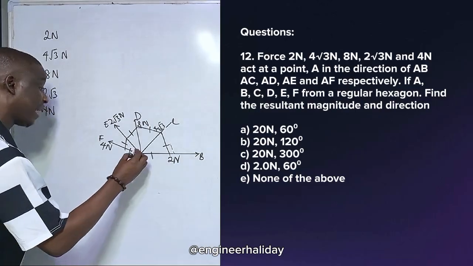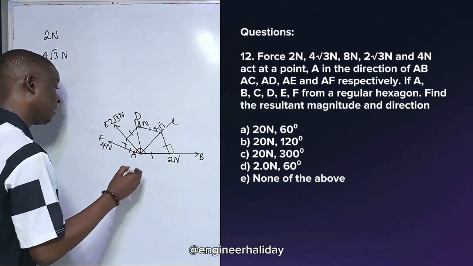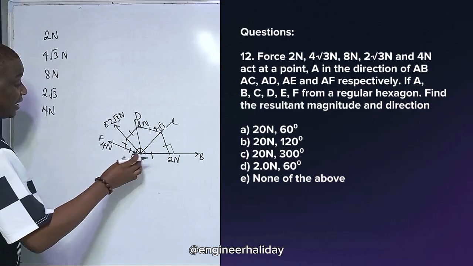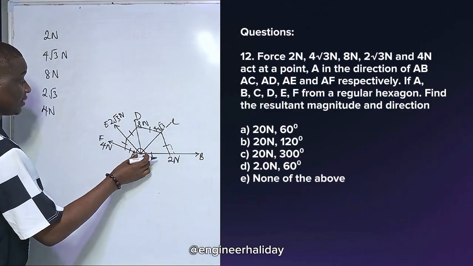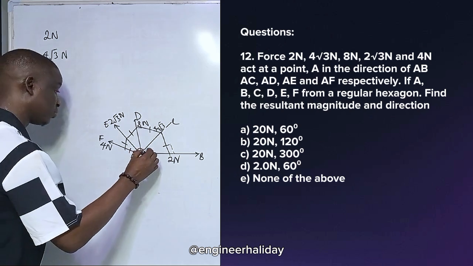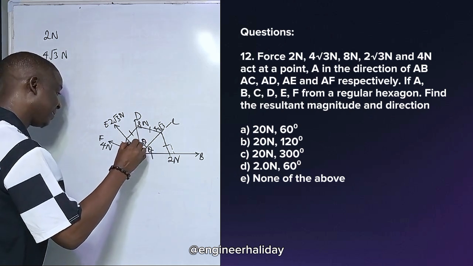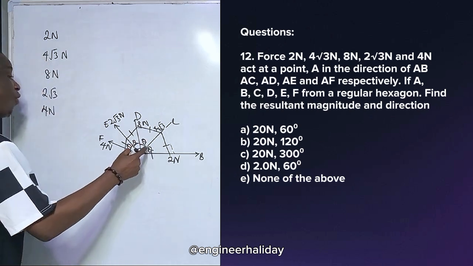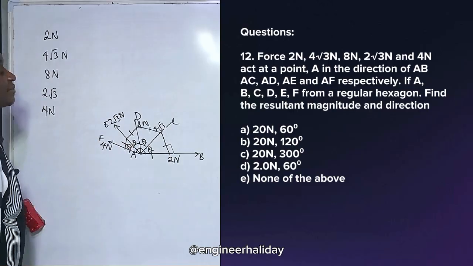Now that means this side is one side of the hexagon. That is the interior angle of the hexagon. This is theta, theta, theta, theta. I mean 1, 2, 3, 4.